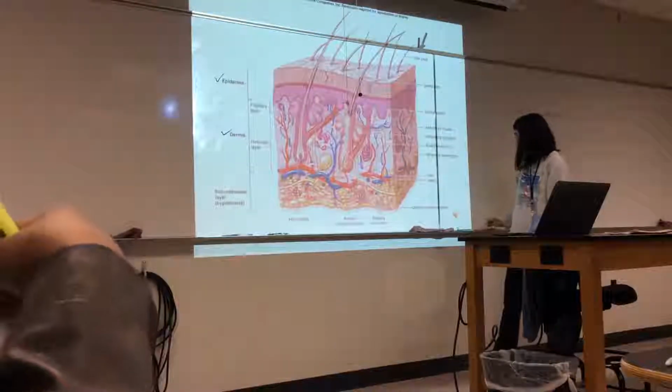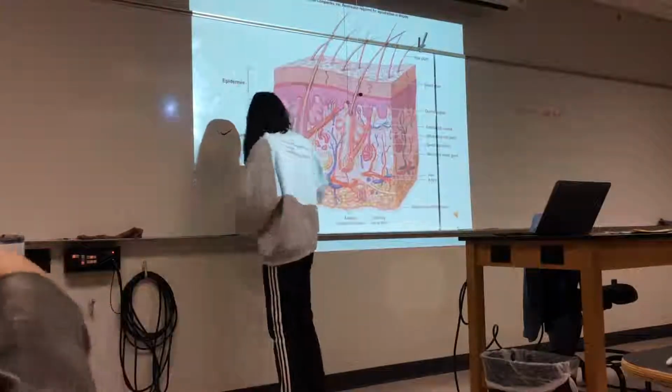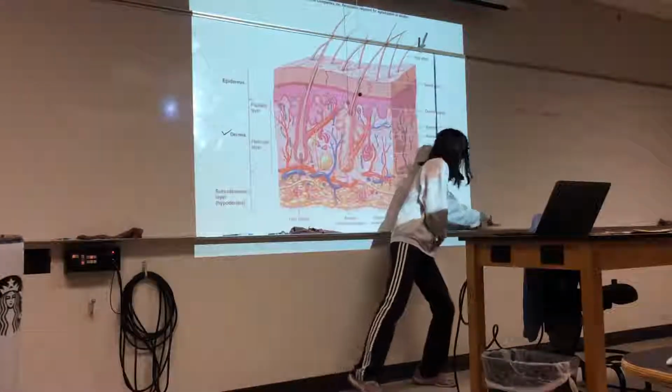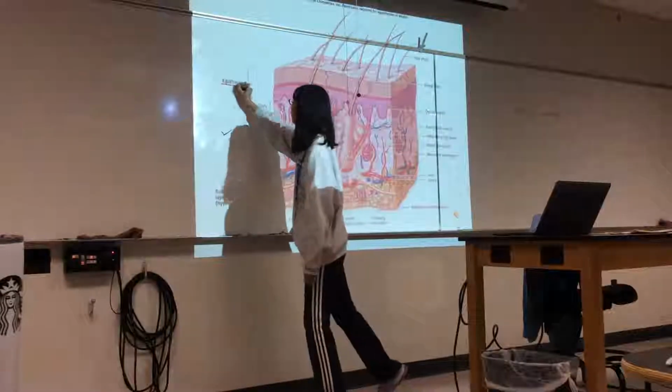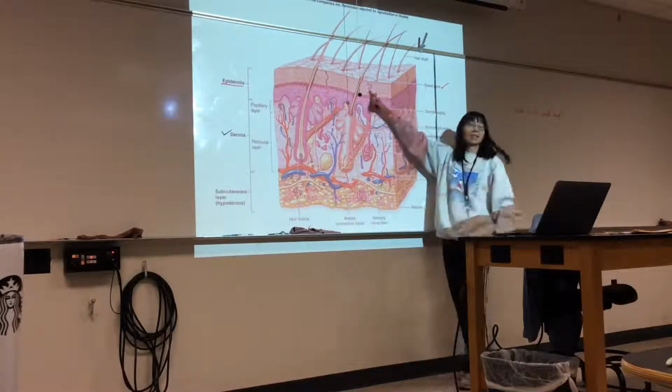So I guess everything in the epidermis I would do in red. Okay. So let's kind of label. So epidermis would be in red. So what do we see here? We see sweat pore, agree? Coming out.